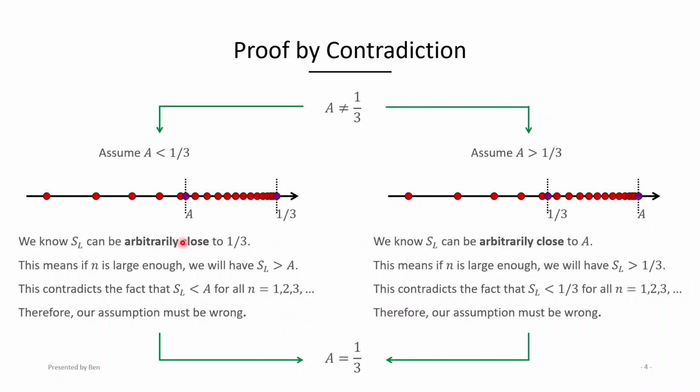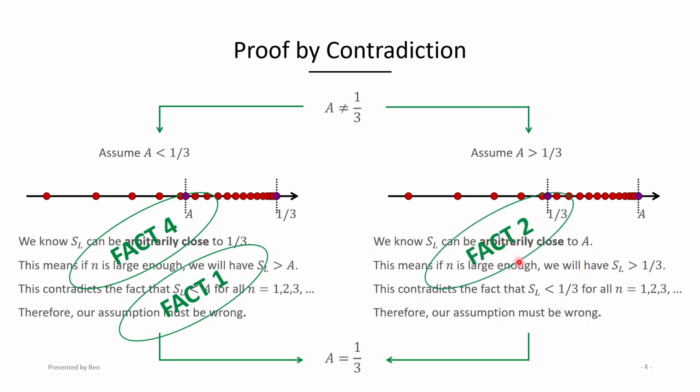Now let's take a further look. In the left part of our proof, we used this fact, SL arbitrarily close to 1/3. This is our fact number 4, right? And we used this fact, SL less than A. This is fact number 1. And in the right part, we can also find fact number 2 and fact number 3.